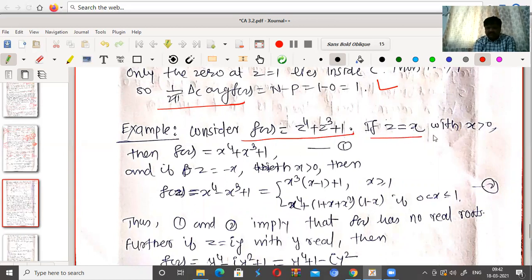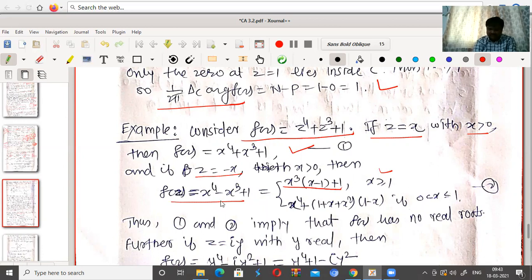If z equals x, with x greater than 0, f of z is x raised to 4 plus x cube plus 1. If z equals minus x, then f of z is x raised to 4 minus x cube plus 1. This can be written as x cube into (x minus 1) plus 1 for x greater than or equal to 1, because we get the same x raised to 4 minus x cube plus 1. That can also be written as x raised to 4 plus, this is minus times (x cube minus 1), isn't it?